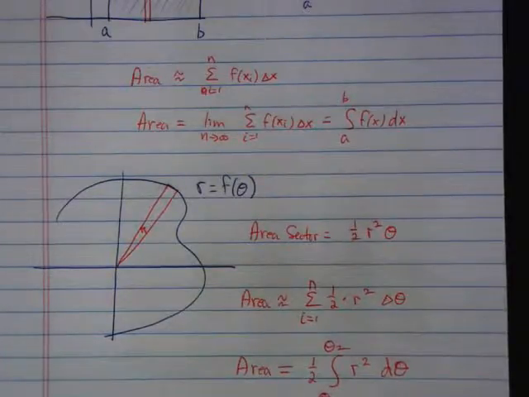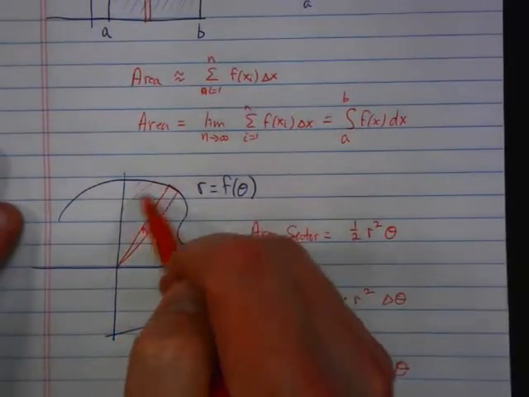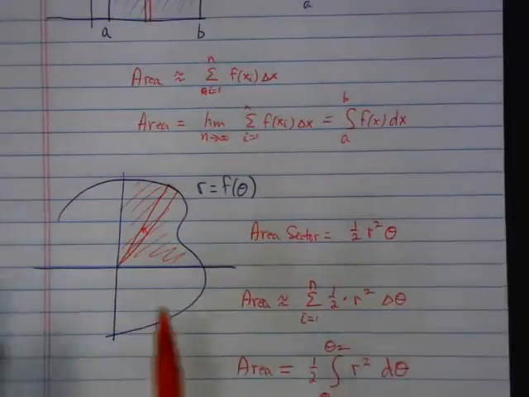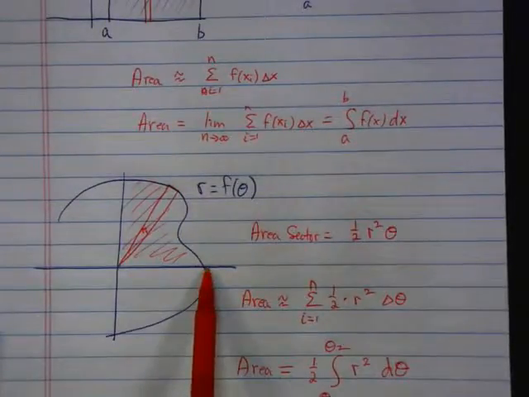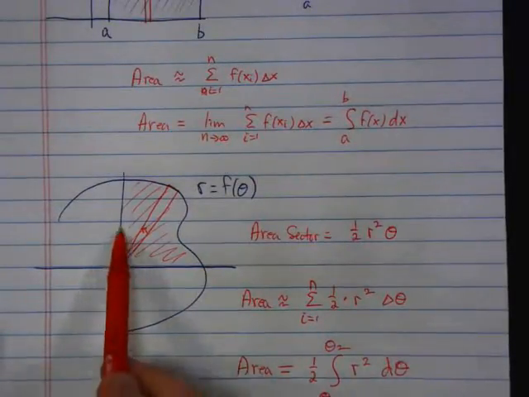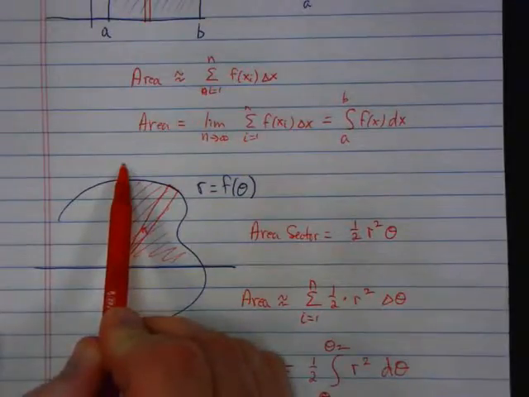What's theta 1 and theta 2? Theta 1 and theta 2 will be your starting angle and your ending angle. For example, if I wanted this area, then I would start at angle 0, and I would end at angle pi over 2.